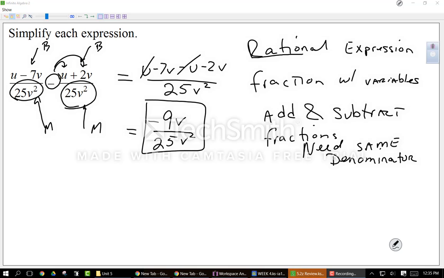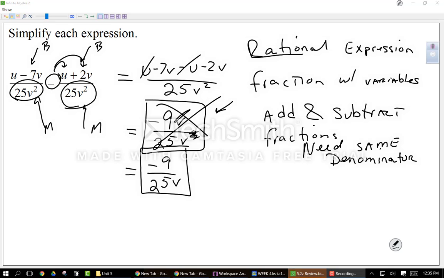But if we recall from a previous section where I have to simplify algebraic fractions or rational expressions, then I have a v up top, I have two v's in the bottom, so that means really I have one left in the bottom of my fraction. So my answer is negative 9 over 25v. This is my final answer. This is not. So final answer, negative 9 over 25v.